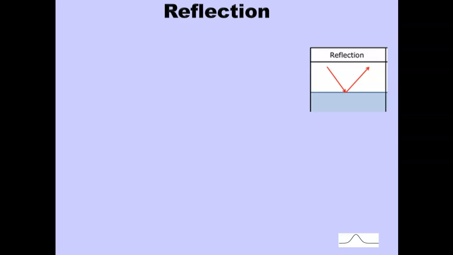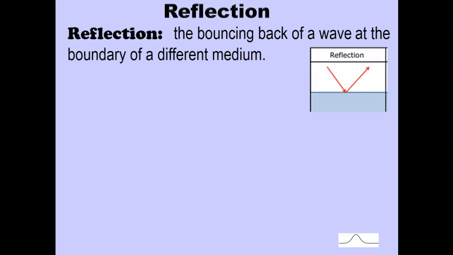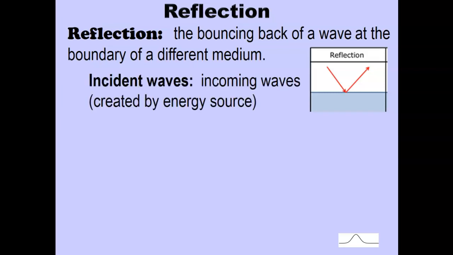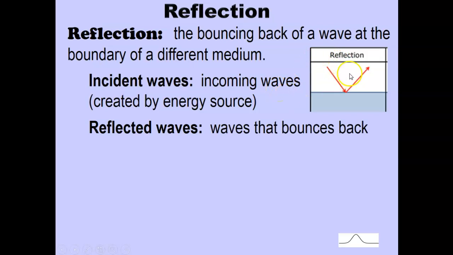All right, next we have reflection, which is the bouncing back of a wave at the boundary of a different medium. We have incident waves, which are created by the energy source. So in this diagram, here is our incident wave. And then we also have the reflected wave. And so this is the wave that actually bounces back from the medium.